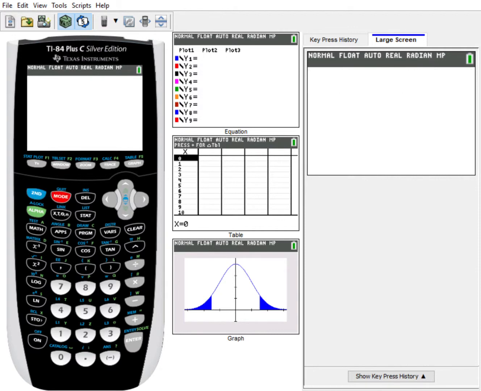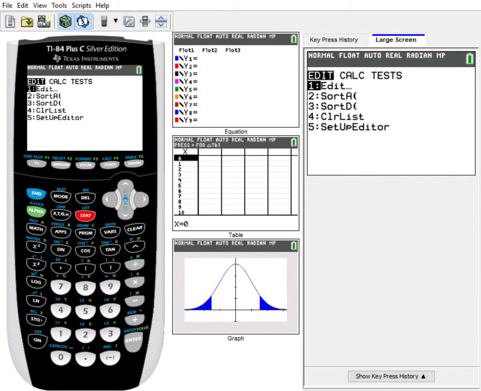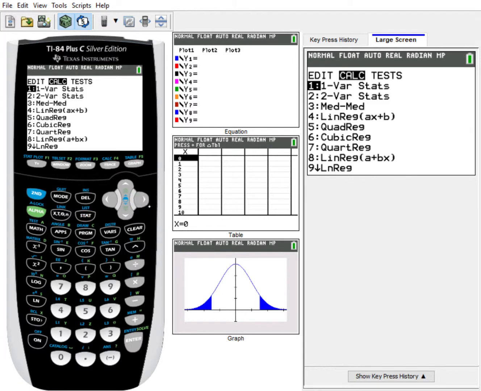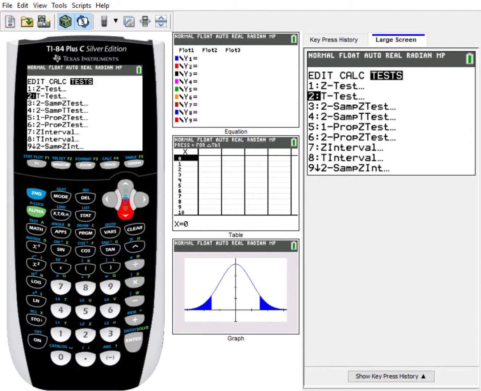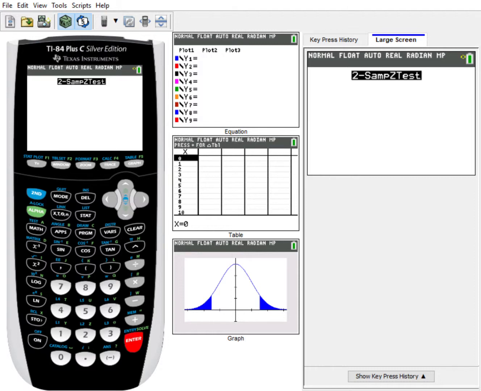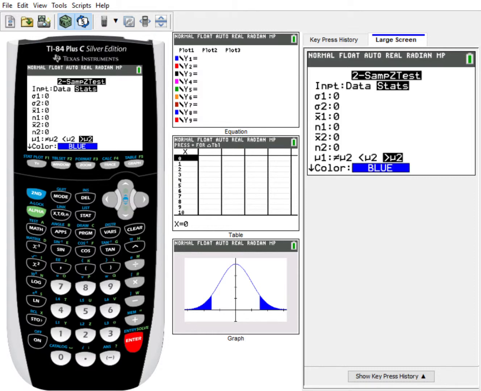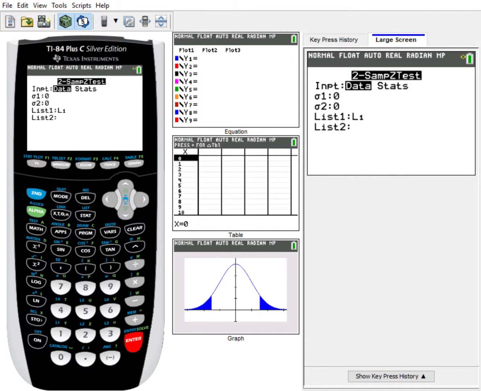I quit this menu. I go under stats, over to calc. The two sample z-test is the test that we're going to run for 9-1. So you push enter, and then you have two choices. You have your stats, you have your data. If you're given data, click data. If you're given statistics, push statistics.